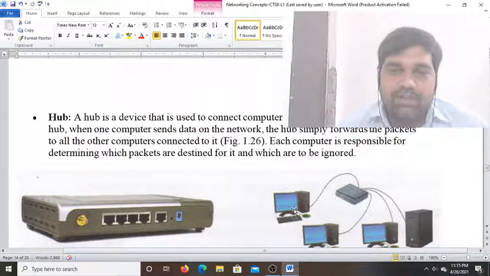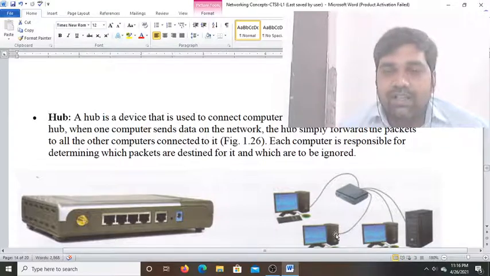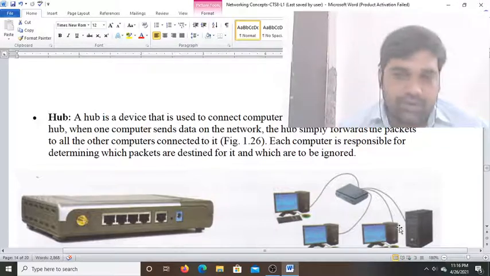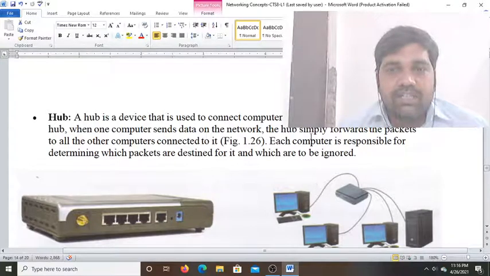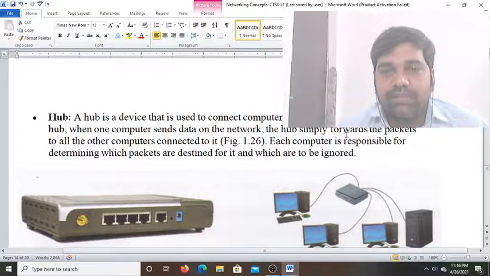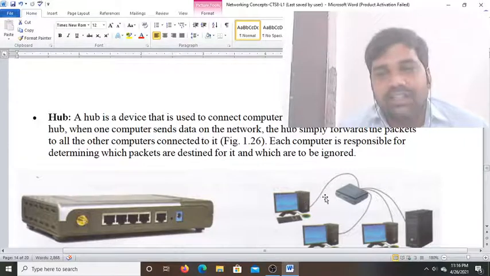So if suppose computer one wants to send the data to computer two, that data will be received by computer three also and four also. Each time a computer sends data on the network, the hub simply forwards the packets to all the other computers connected to it.